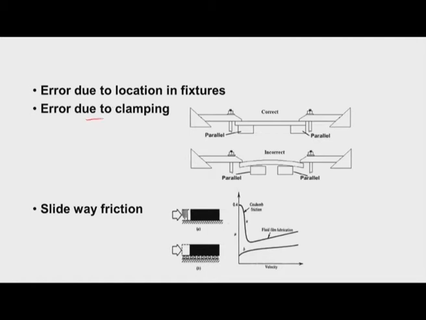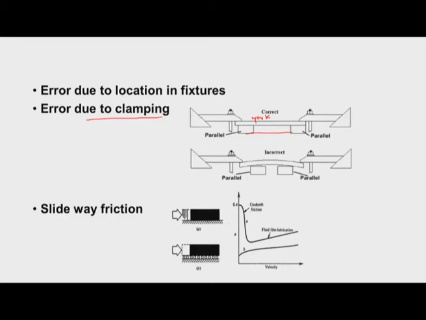And then error due to clamping of the workpieces. We can see here we have the machine tool table, on which two parallel plates are placed, and then the workpiece is placed. This is the workpiece. And then using clamps, the workpiece is clamped.